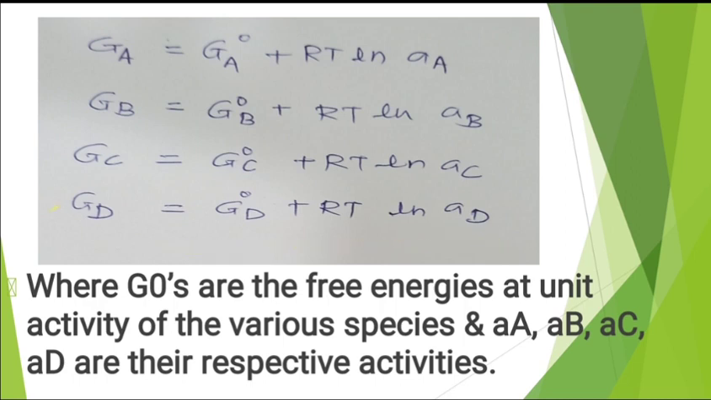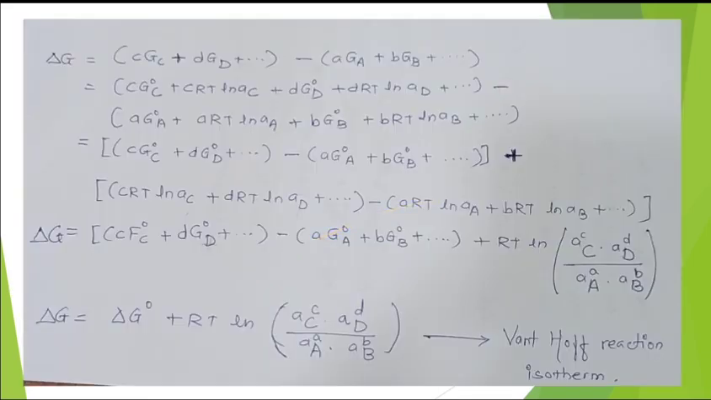And here is the small d in our first equation. So you can write d into G_D is equal to d G standard D plus d RT ln of activity of D. So just put this value here: d into G standard D plus d RT ln of a_D. So this first bracket is complete and it shows the Gibbs free energy of the products.